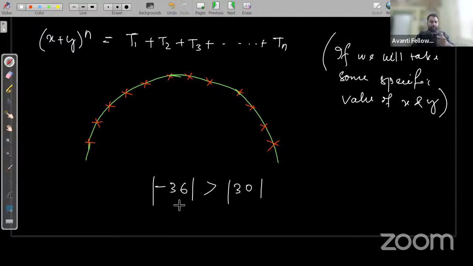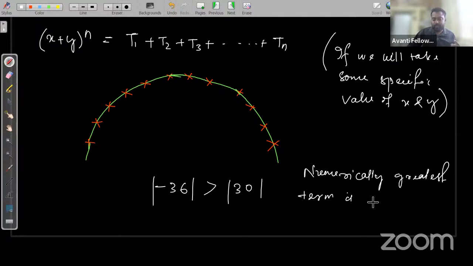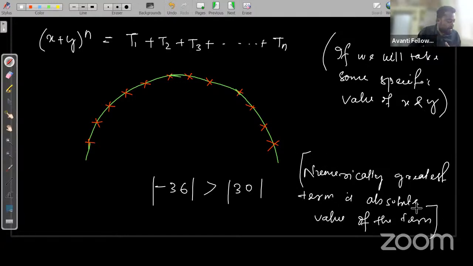So actually, I'm making a note: the numerically greatest term is decided by the absolute value of the term. Remember, okay? Is that clear to everyone? Suppose this is my T1, this is my T2, this is my T3, and so on.